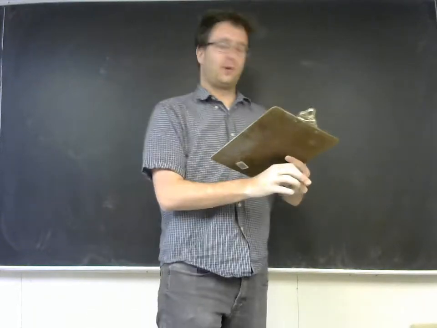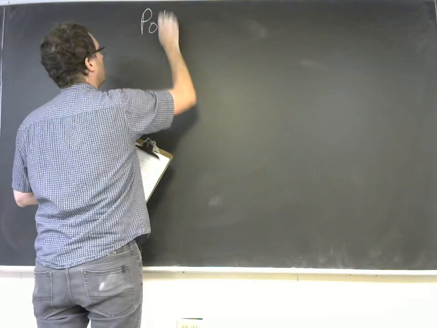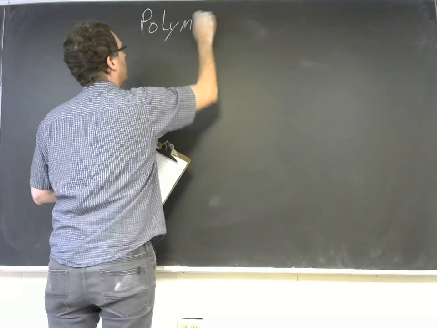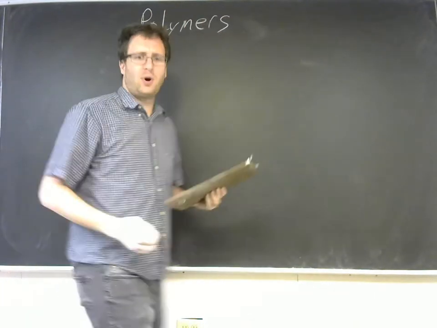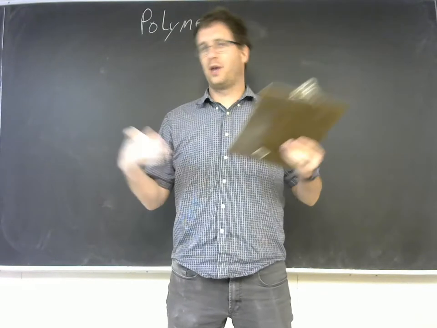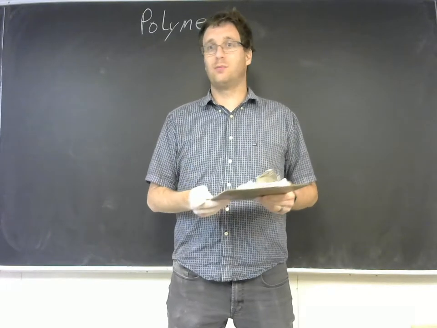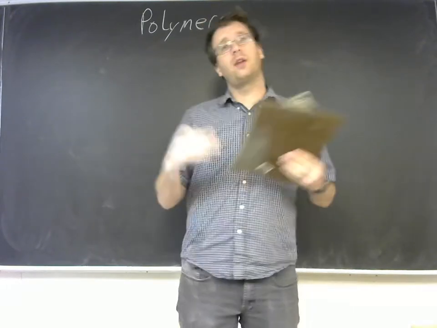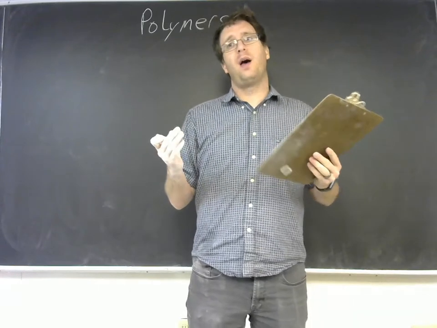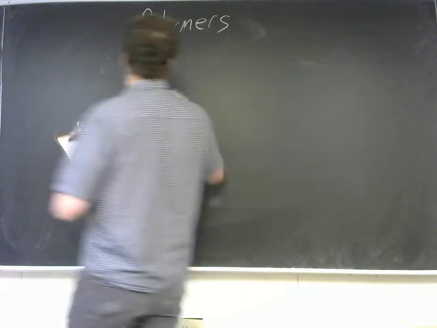Okay, so 21.6 is all about polymers. And polymers are very large molecules. Their molecular weight could be 10,000 grams per mole or even more. And these very large molecules are made up of just repeating single smaller units that we call monomers.